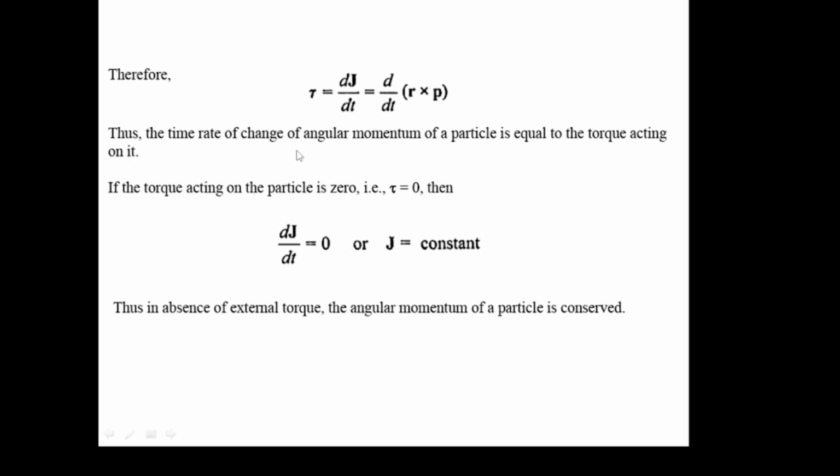So when the external torque acting on the particle is 0, that means tau is equal to 0. That means dJ/dt is equal to 0. So J, the angular momentum of the particle of any isolated system, is conserved.